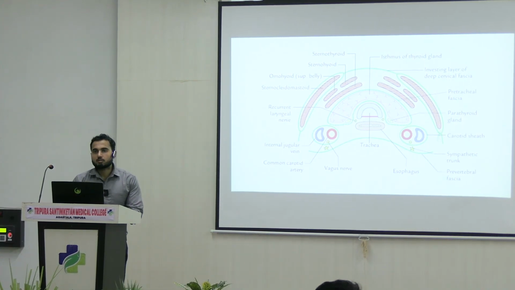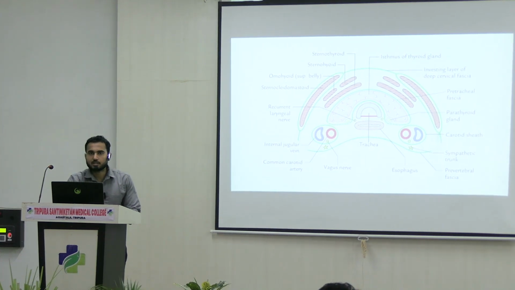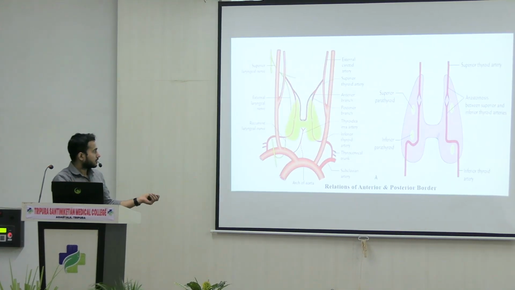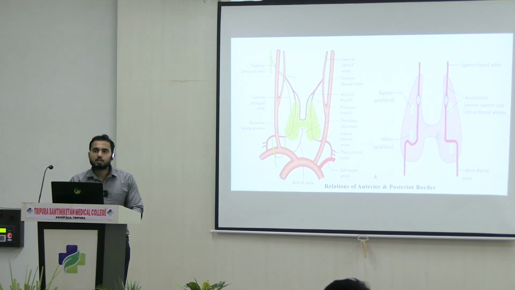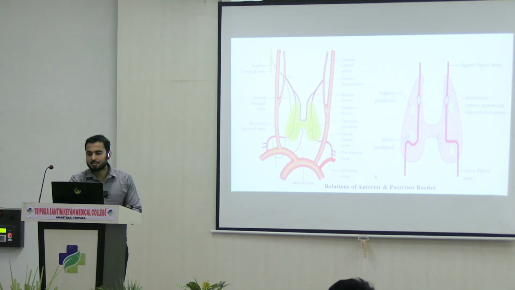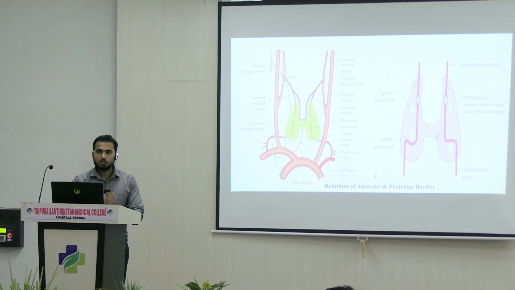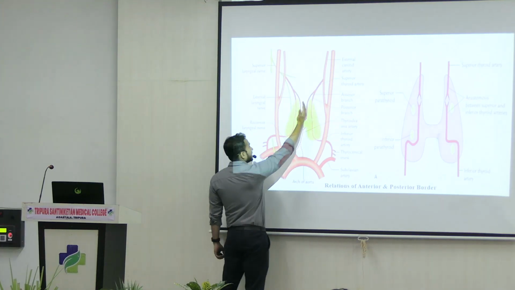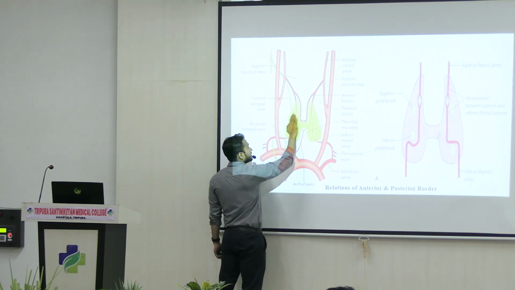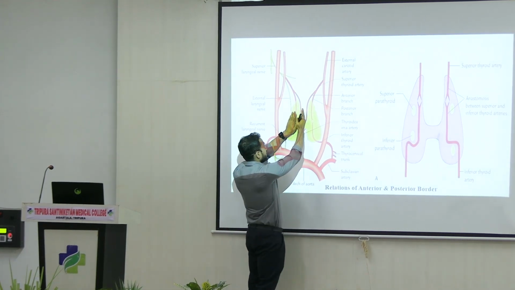Next will be the borders. Surfaces are done. How many borders are there? Two borders: the anterior border and the posterior border. Here you can see the relations of the anterior border and posterior border. First of all, you have to understand that the anterior border separates the medial surface from the superficial surface. Here you can understand easily: this particular surface is the medial surface and this is the superficial surface.